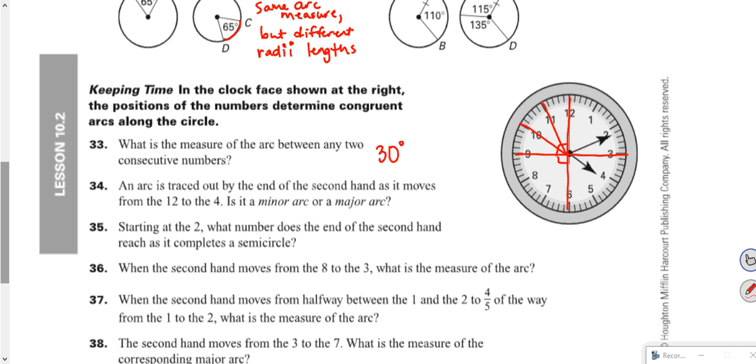Let me jump down. Number 35, starting at the number 2, what number does the end of the second hand reach as it completes a semicircle? So if we start here at 2 and we go around 180 degrees, half the circle, it would end at 8. I think that's kind of a fun exercise, but you guys can try these, okay?